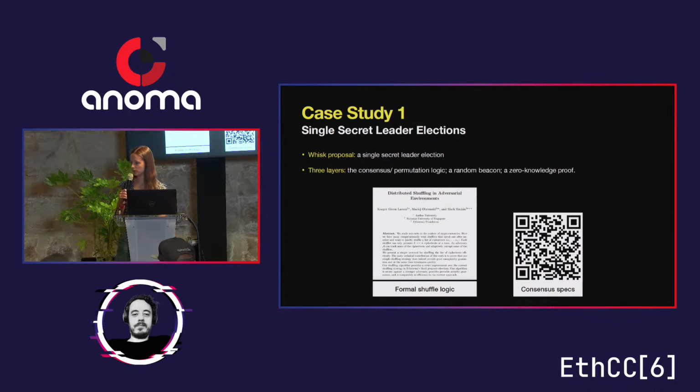The current proposal for doing this is called the Whisk proposal. And I would say that there are 3 layers to this proposal. We have the consensus and permutation logic. We have a random beacon, and we have a zero-knowledge proof. When it comes to the permutation logic, there is a very nice paper by my colleague Mark Simkin and his co-authors, which is giving a formal argument as to why we would expect it to be the case that if enough people have shuffled, nobody's going to know who the winning validator is.